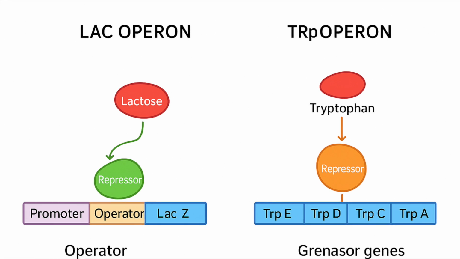Okay, so high cAMP is a starvation signal for glucose. Right. And when cAMP levels are high, cAMP binds to the CAP protein. This forms an active cAMP-CAP complex. And this complex is the booster. Yes.